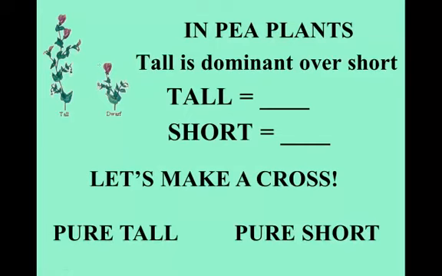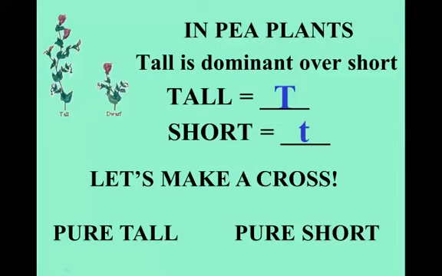Okay, so we're going to use capital T to stand for tall, because tallness is dominant over shortness. And we're going to use, remember, lowercase t, not s, lowercase t for short. And we're going to make a cross. Okay, I'm going to set it up, and I want you to make a cross between a parent plant that's pure tall, and a parent plant that's pure short. A tall plant with a short plant.